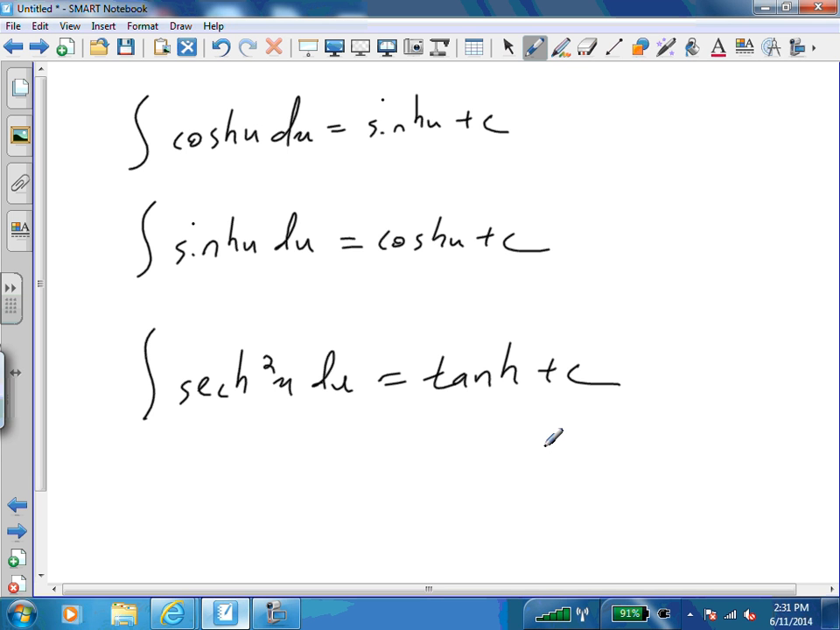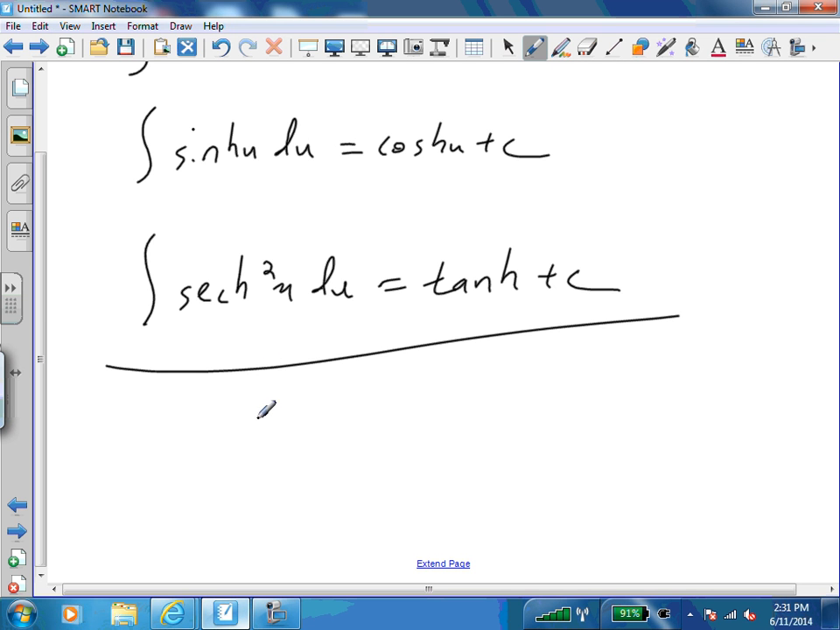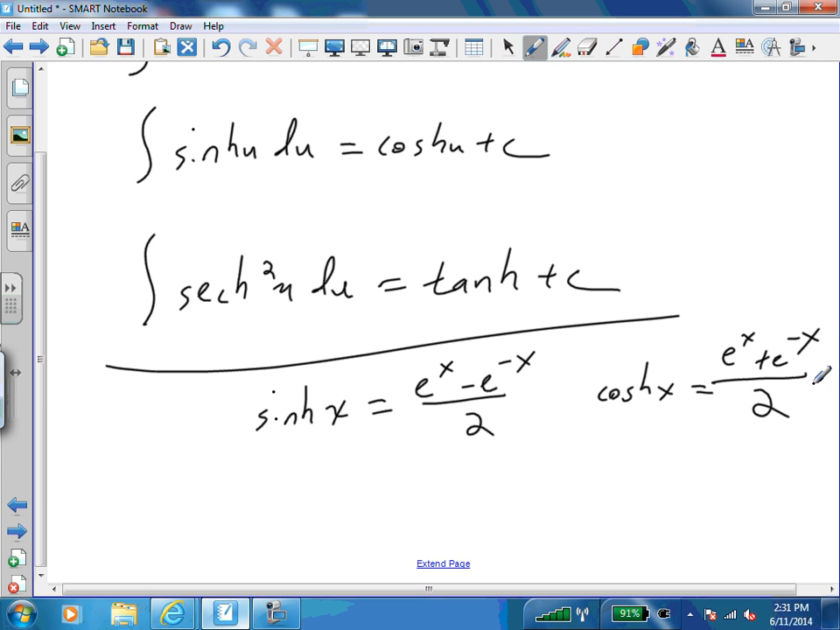And then we just have to remember if any of those are definite integrals and we need to evaluate them, just remember what hyperbolic sine means. E to the x minus e to the negative x over 2. Hyperbolic cosine, e to the x plus e to the minus x over 2. If you have a cotangent, then it'll be e to the x plus e to the negative x over e to the x minus e to the negative x, because it's cosine over sine.